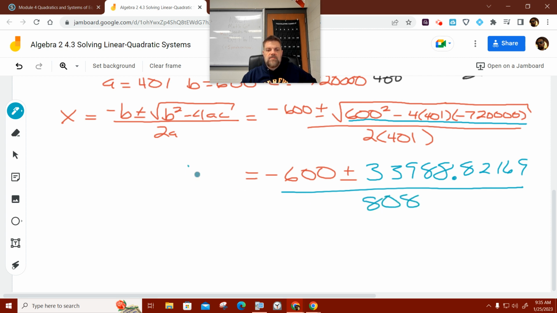808. Okay? Now, you can do this in your calculator, but you have to do it 2 ways. You have to say x is equal to negative 600 plus, yeah, you're right. It's 802. I don't know what's wrong with me today.